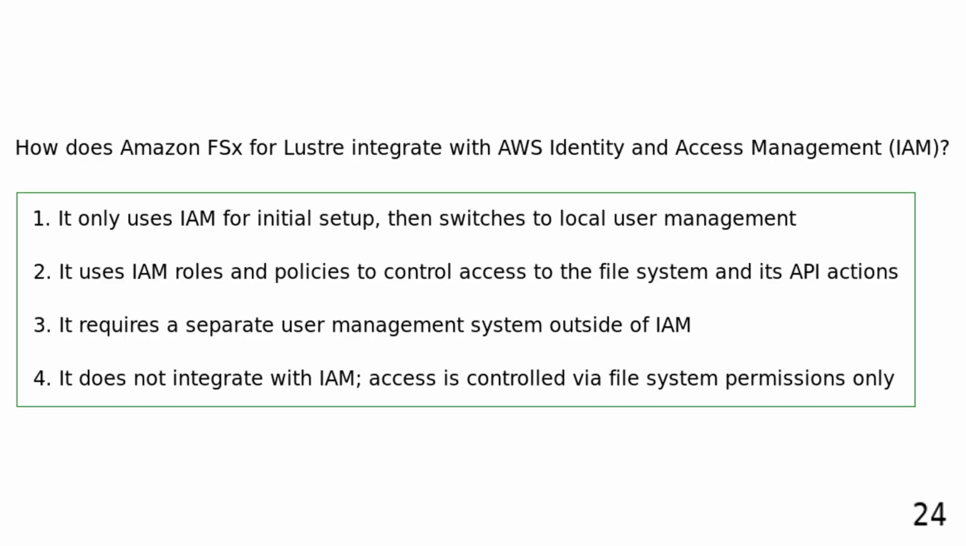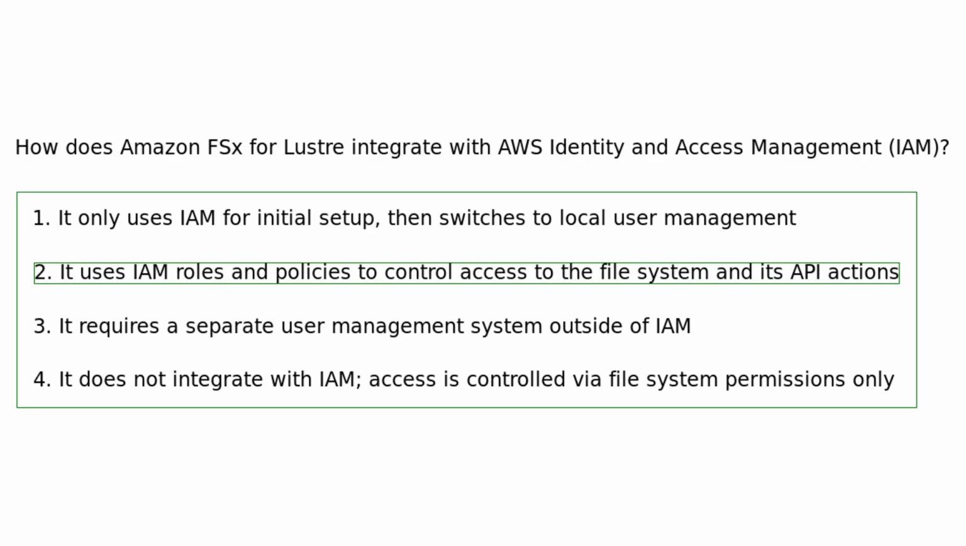How does Amazon FSx for Lustre integrate with AWS Identity and Access Management? It only uses IAM for initial setup, then switches to local user management. It uses IAM roles and policies to control access to the file system and its API actions. It requires a separate user management system outside of IAM. It does not integrate with IAM. Access is controlled via file system permissions only. FSx for Lustre integrates with AWS IAM, allowing you to use IAM roles and policies to control who can create, delete, and manage file systems, as well as who can perform API actions.